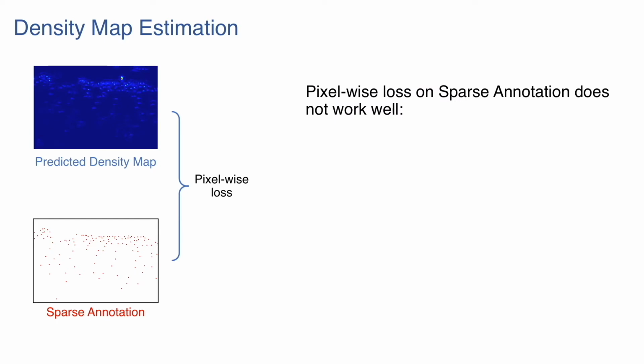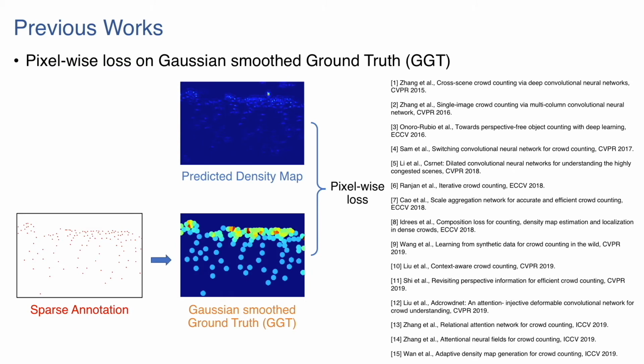Simply computing the pixel-wise loss between the sparse annotation and predicted density map does not work well. The loss is highly sensitive to the exact head location and heavily unbalanced between zeros and ones due to the sparsity of the annotation map. One approach to alleviate this problem is to turn each annotated dot into a Gaussian blob, such that the ground truth is more balanced. The network is trained to minimize the pixel-wise loss between the dense prediction and the Gaussian smoothed ground truth. Almost all previous works have followed this convention.